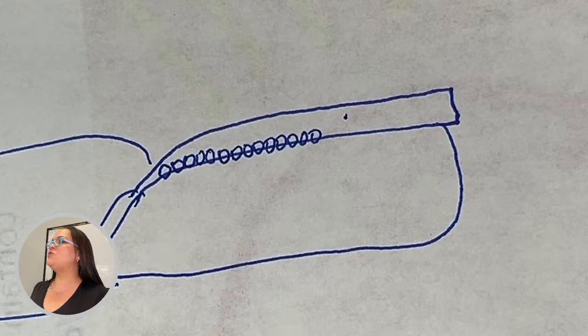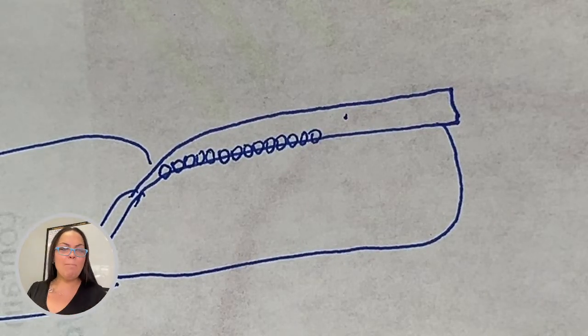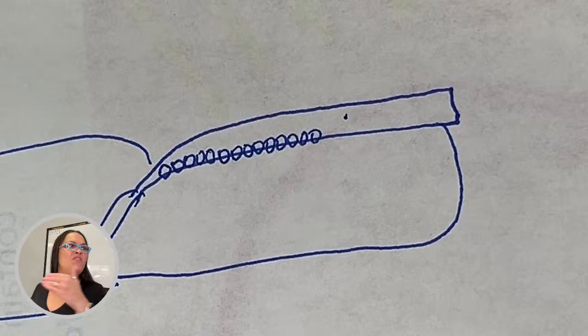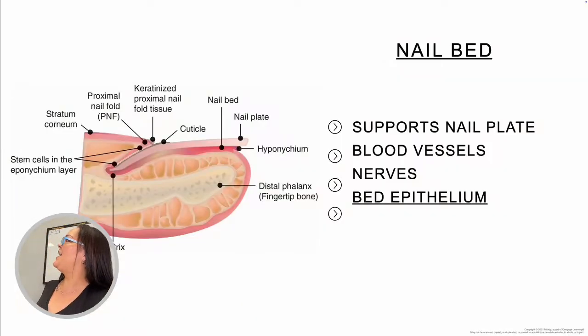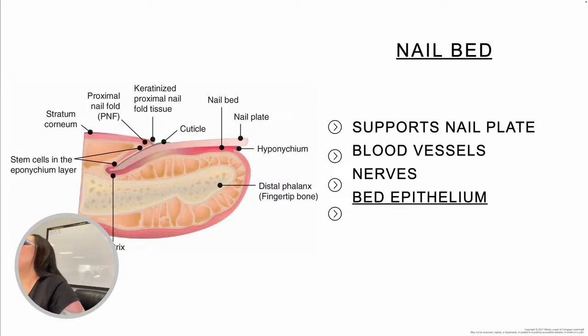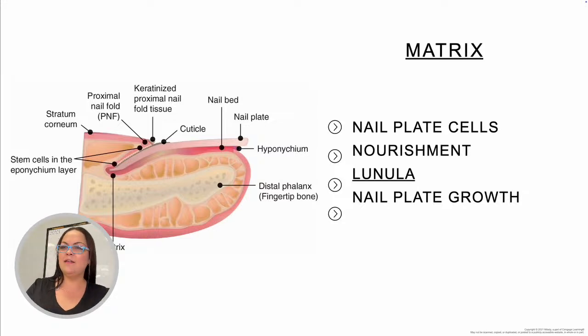So that is known as the bed epithelium. Okay, bed epithelium. Got that? This is how you spell it. Not to be confused with the eponychium, we'll get to that in a minute. Now we've talked about the nail bed, the nail folds, and the nail plate. Everybody know where they're at? Excellent. Next, the matrix. What is the matrix?